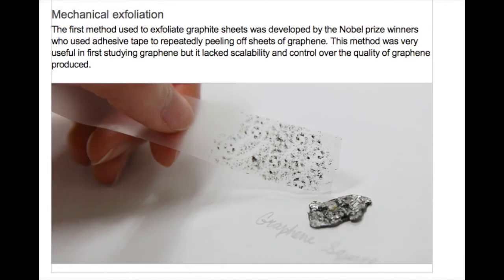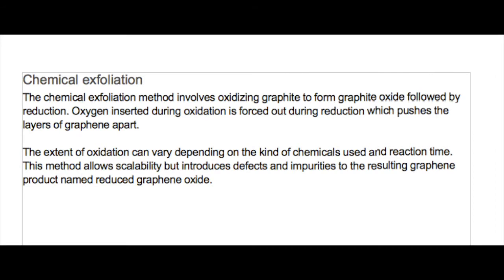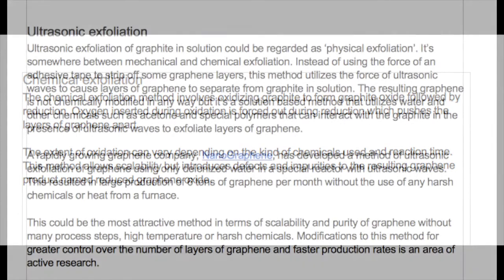Mechanical exfoliation. The first method used to exfoliate graphite sheets was developed by the Nobel Prize winners, who used adhesive tape to repeatedly peel off sheets of graphene. This method was very useful in first studying graphene, but it lacked scalability and control over the quality of graphene produced. Chemical exfoliation. The chemical exfoliation method involves oxidizing graphite to form graphite oxide, followed by reduction.